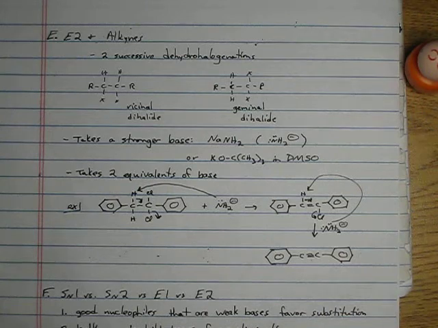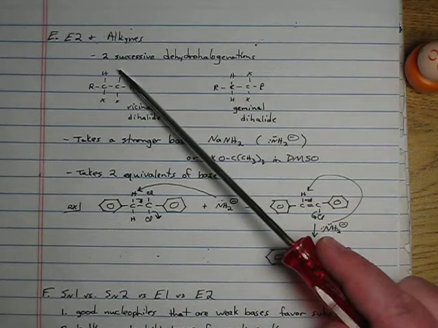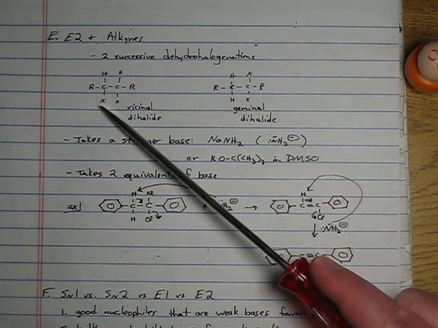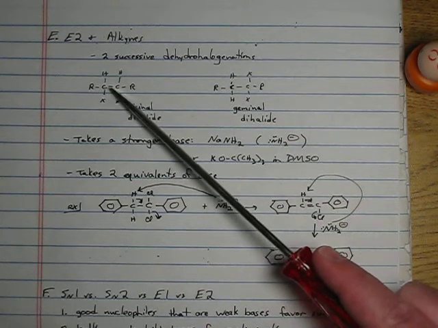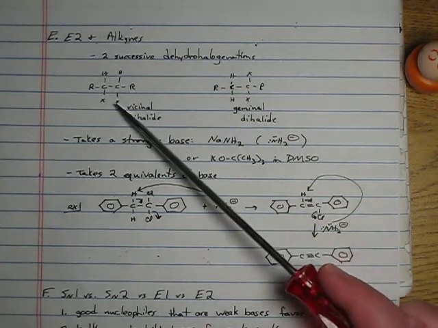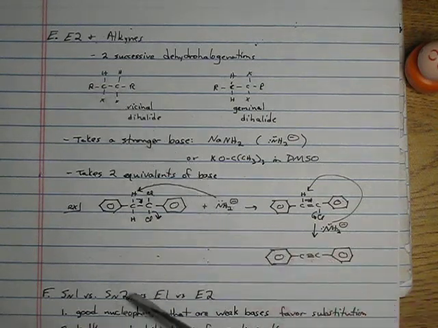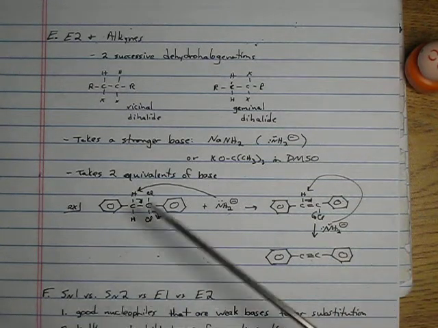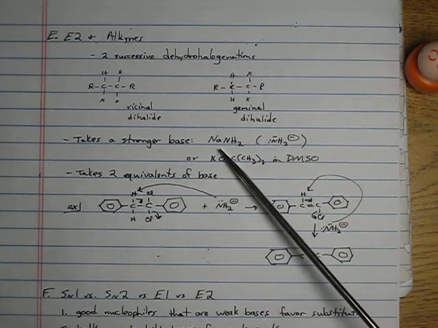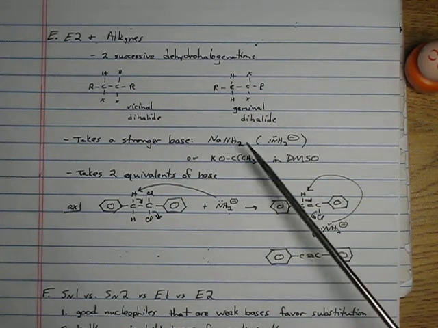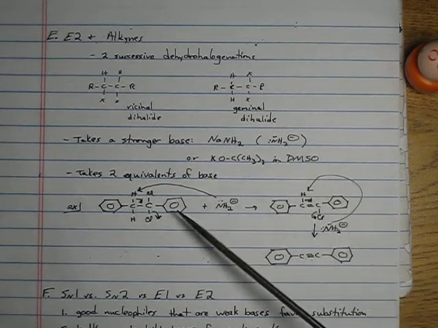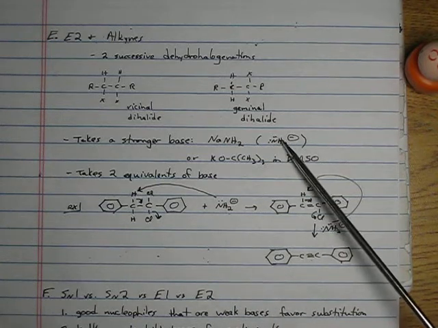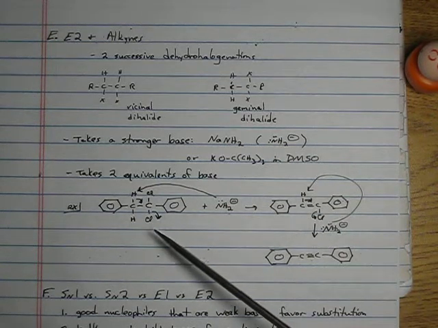Now, to get this elimination, we're going to have to do a double elimination. We're going to have to eliminate this hydrogen and this halogen here to form a double bond, and then this hydrogen and this halogen to form the triple bond. That's going to take a strong base. Two main ways to do it. First way is sodium amide, the NH2 minus anion. Very, very, very strong base.